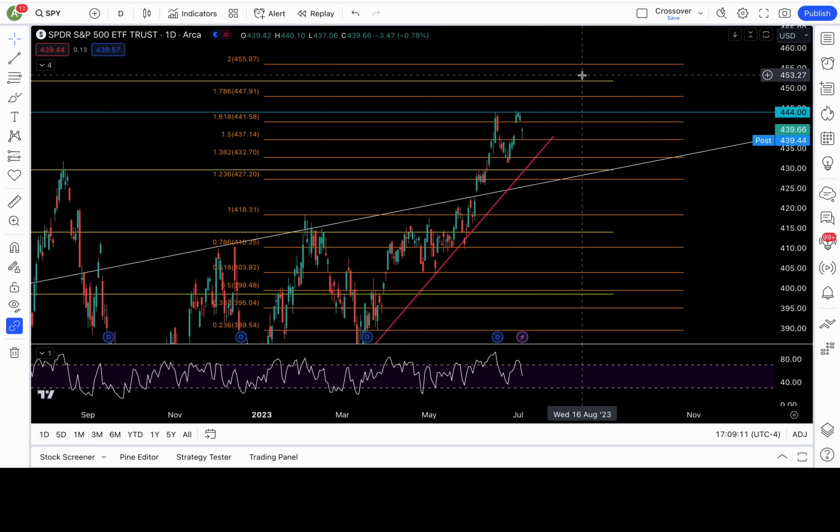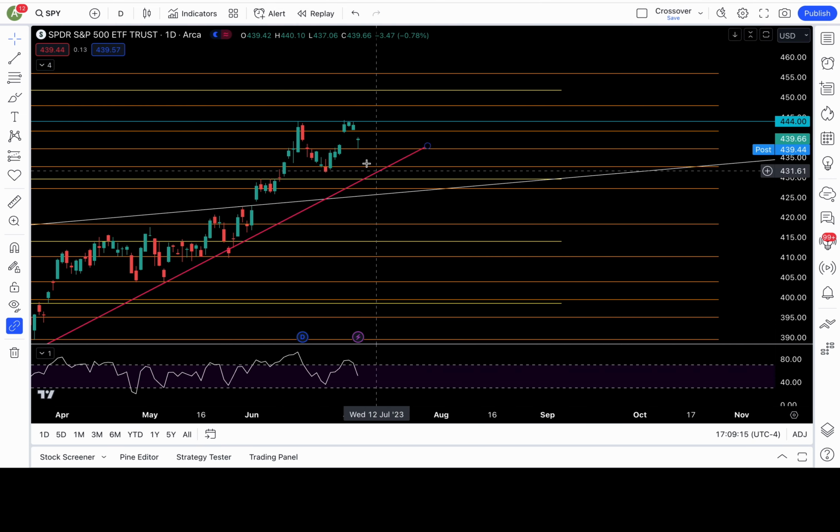Now, as far as the bear case scenario, I talked about that 437 level. We broke out of it, it led to more upside. Today, it back tested it as support, and we found buying pressure. So in my opinion, the bear case for tomorrow will be in play if 437 fails as support. Look to short below 437.